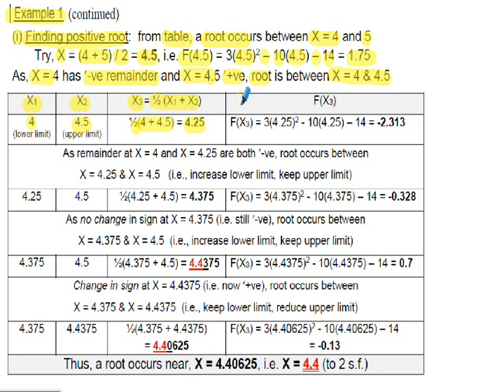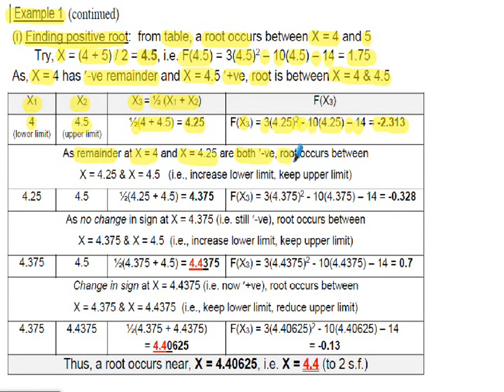I now put the value of 4.25, the x3, into the functional notation equation. So now I get 3 multiplied by the x3, 4.25 squared, minus 10 multiplied by the x3 value of 4.25, minus 14. That gives me a value of negative 2.313. Now, as the remainder at x is equal to 4 and x is equal to 4.25 are both negative, no root can occur between that interval.